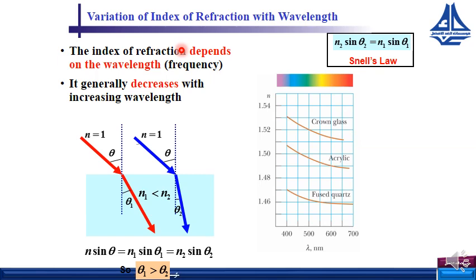What about the variation of index of refraction with wavelength? The index of refraction depends on the wavelength. In general, it decreases with the increase of wavelength. For red color and for blue color here, we can see that theta 2 is less than theta 1.